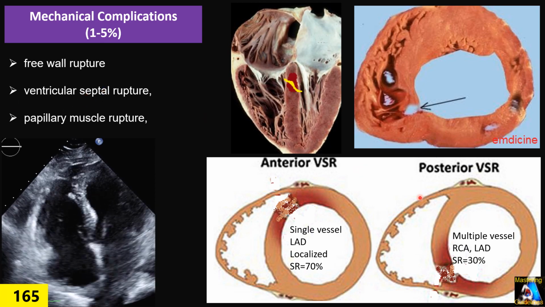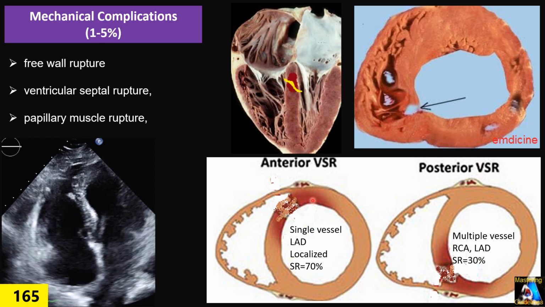VSR has two types, anterior and posterior, but it's not only anterior and posterior. Sometimes it is at the central or middle of the septum, but most of the time it happens at these two levels, anterior and posterior, close to the junction of the right ventricle to the left ventricle at these two regions. There are some differences between these two types.